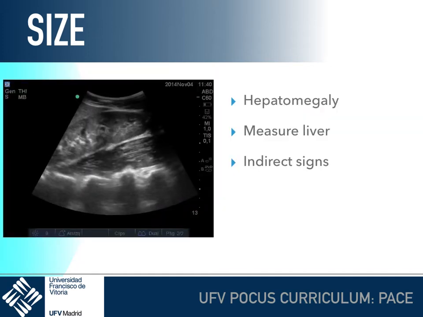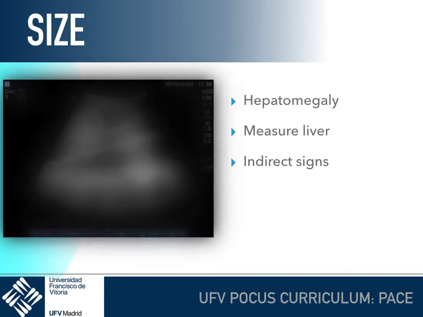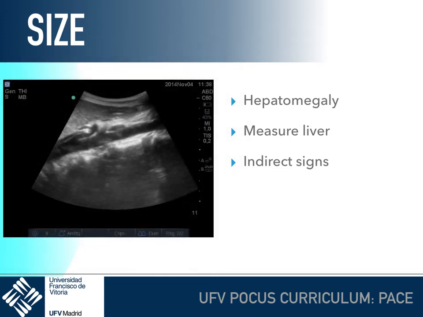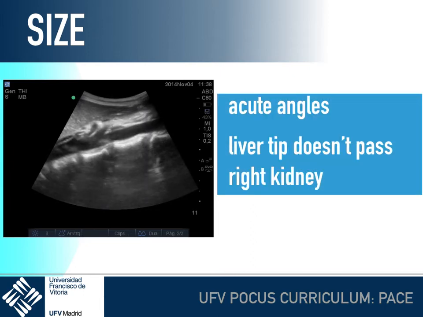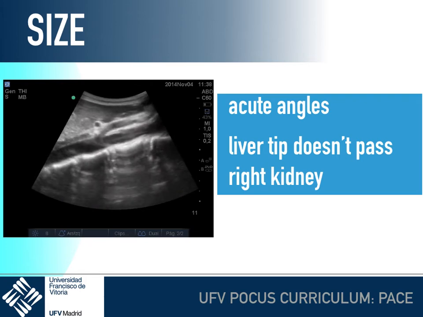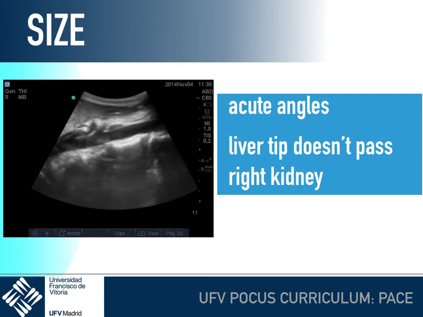As well, we can go to the indirect signs, like in these two clips, because the indirect signs in a normal liver are that all the free edges form acute angles, and the liver tip does not overpass the right kidney.